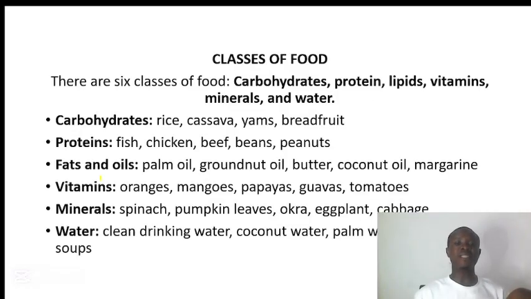So now let's talk about the six classes of food. Actually, I cannot bother myself to talk about the six classes of food. You can pause and read through the six classes of food with their examples.